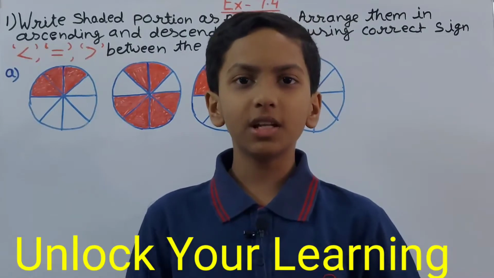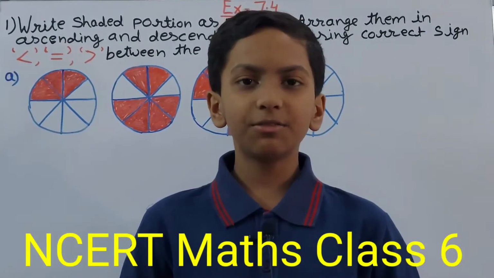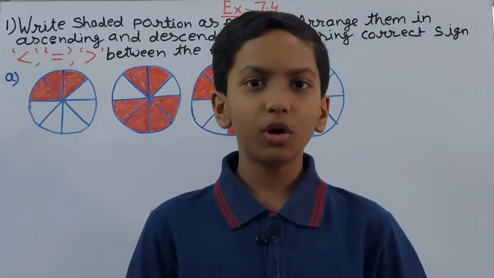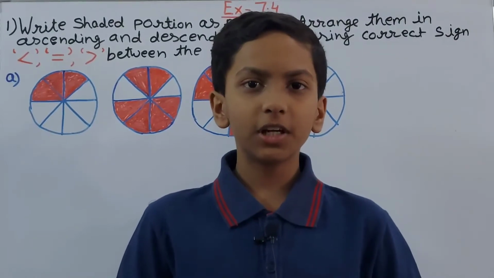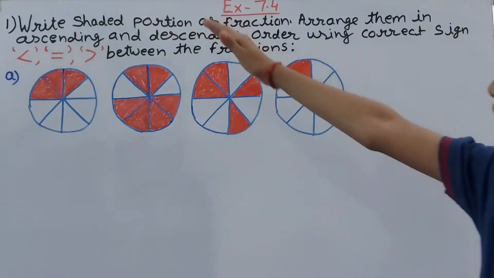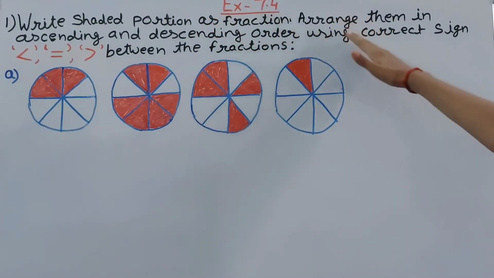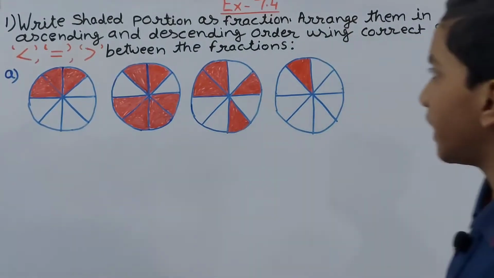Friends, today we are going to discuss NCERT Maths Class 6 Chapter 7 Fractions Exercise 7.4 question number 1. So friends, without any further ado, let's get started. This question says, write the shaded portion as a fraction, then arrange them in ascending and descending order using the correct sign.